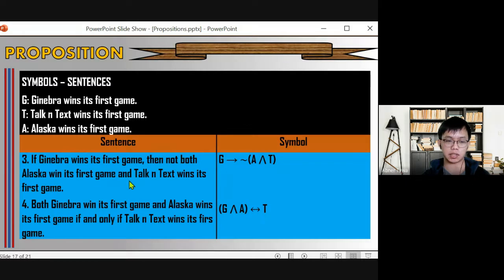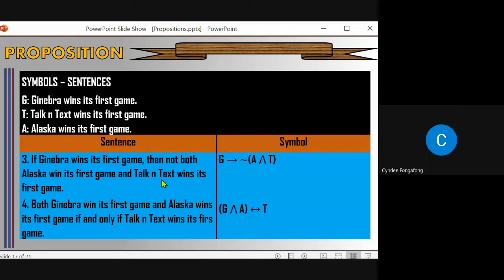Sino gustong magbasa sa number 3? Okay, Miss Cindy. Nandito ba si Miss Cindy? If Ginebra wins its first game, then not both Alaska wins its first game and Talk and Text wins its first game. Okay. Thank you.